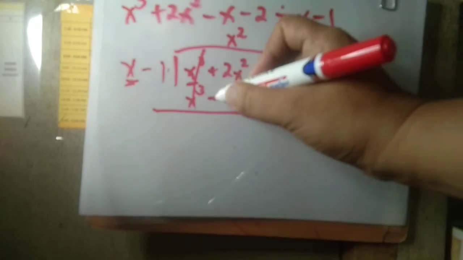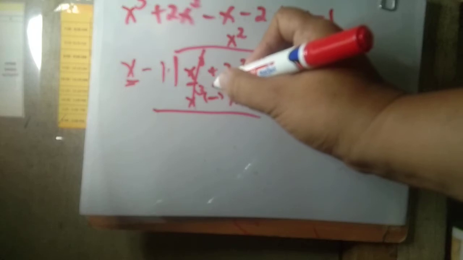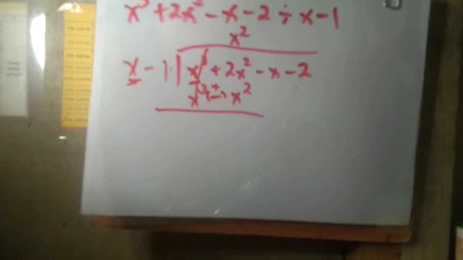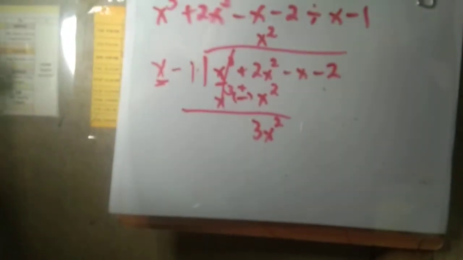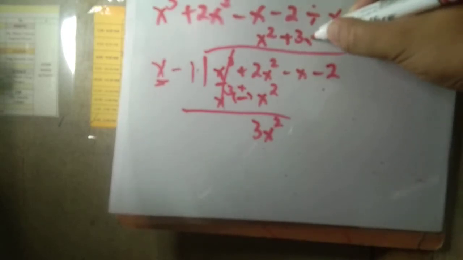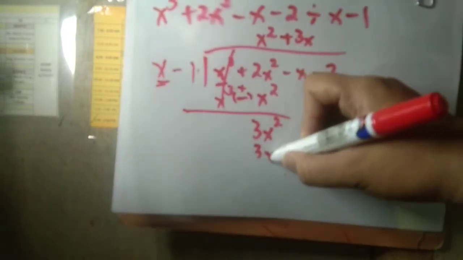Now, take note that in subtraction you have to change the symbol of your subtrahend. So this is actually addition in this case. So this would become 3x squared. Now, afterwards, we will do again the division. So 3x squared divided by x is 3x. So, plus 3x. Then again, we will do the multiplication. So 3x times x is 3x squared.